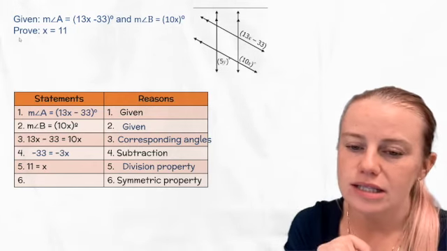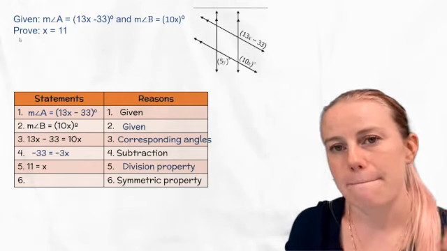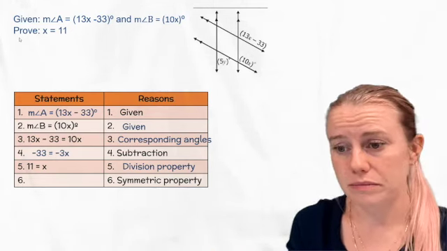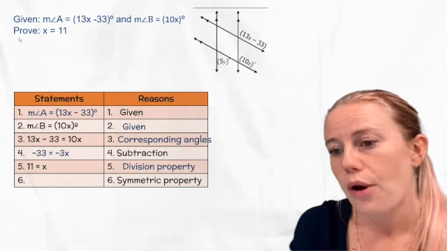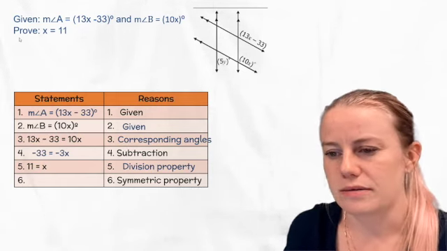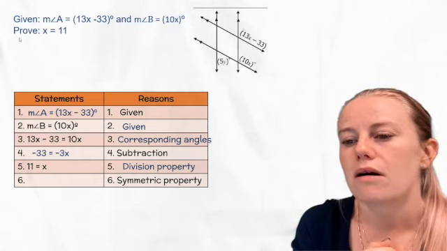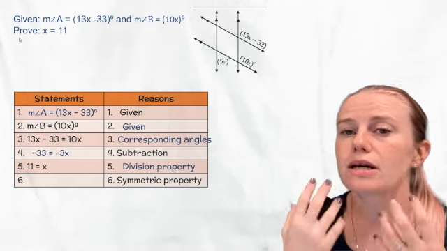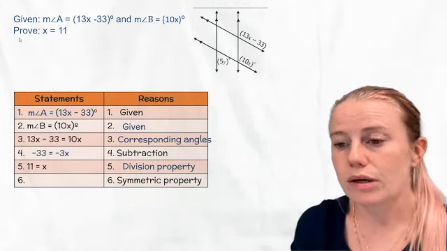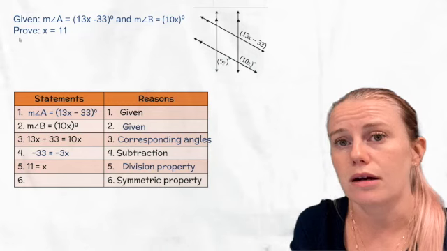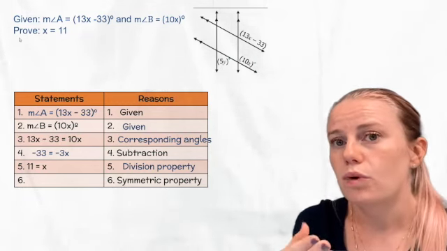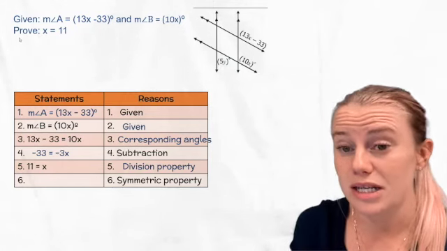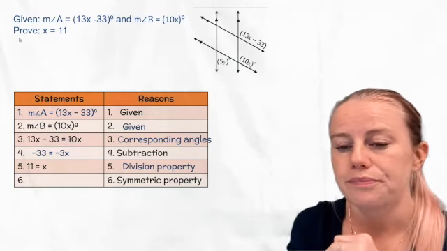Step 3 says that we put 13x minus 33 equal to 10x. Why can we do that? Look at them. Are they on the same side or opposite side of that transversal? Same side. Are they inside or outside? One's inside, one's outside, so they're corresponding angles. That means they're congruent. So in order to find x, I would set them equal to each other. Why could I do that? Because they are corresponding angles. So that's our reason why I can set them equal to each other.